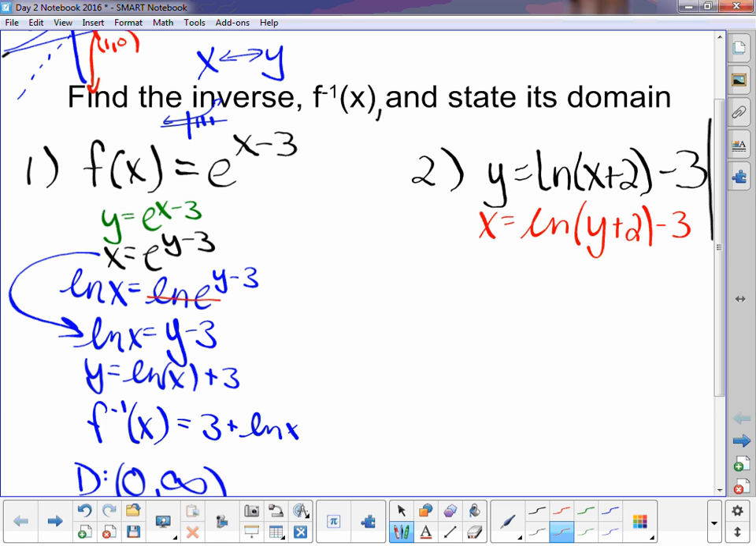Alright, I need to get this y by itself, so first I need to get the natural log by itself. So x plus 3 equals natural log of y plus 2. My y is stuck inside that natural log. How do I undo natural log?